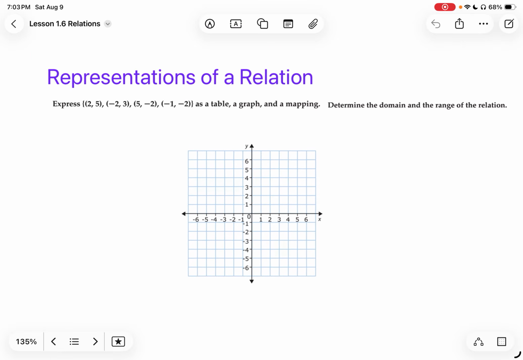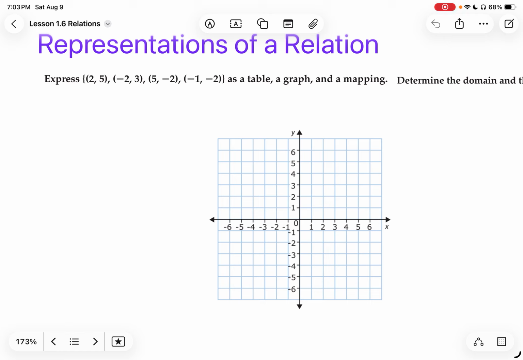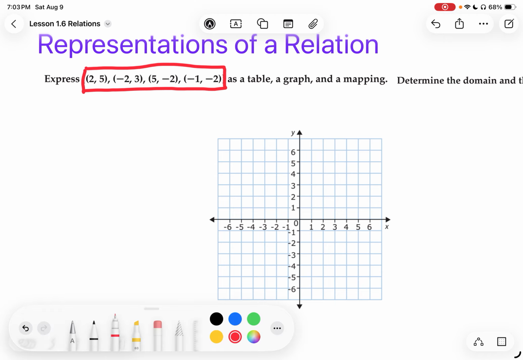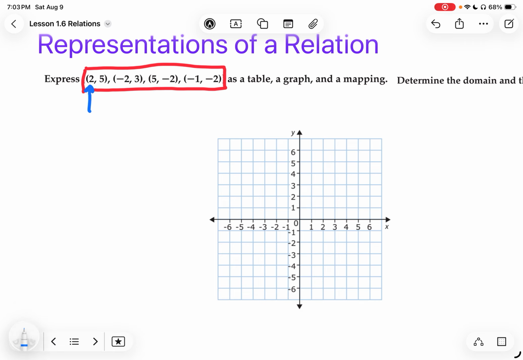In this problem, we are given a set of what are called coordinate pairs or a relation. This right here is a relation. And what a relation means is just a set of ordered pairs that are sometimes called coordinates. And you're probably familiar with these. The ordered pairs are given as two numbers. The first number in an ordered pair is called the x coordinate.